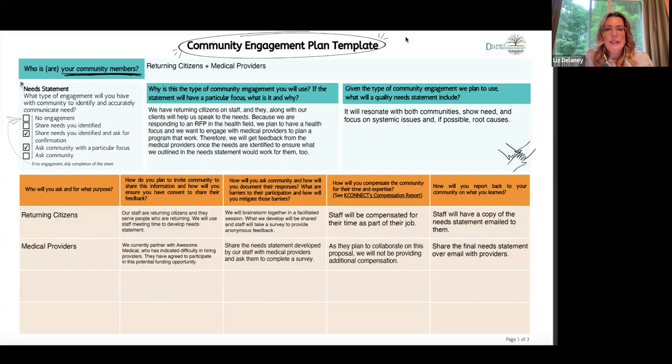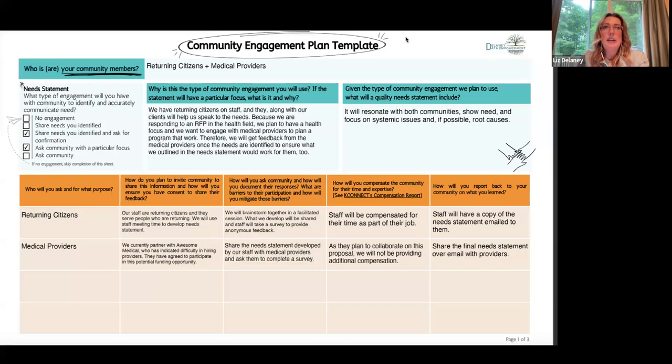How are you going to ask community, and how are you going to document their responses? So getting a little bit into that evaluation or participatory evaluation component. Are you going to do stickies around the room? Are you doing surveys? Are you doing some focus groups? How are you going to compensate the community for their time and expertise? And this is where it would be great to look at the K Connects compensation report.